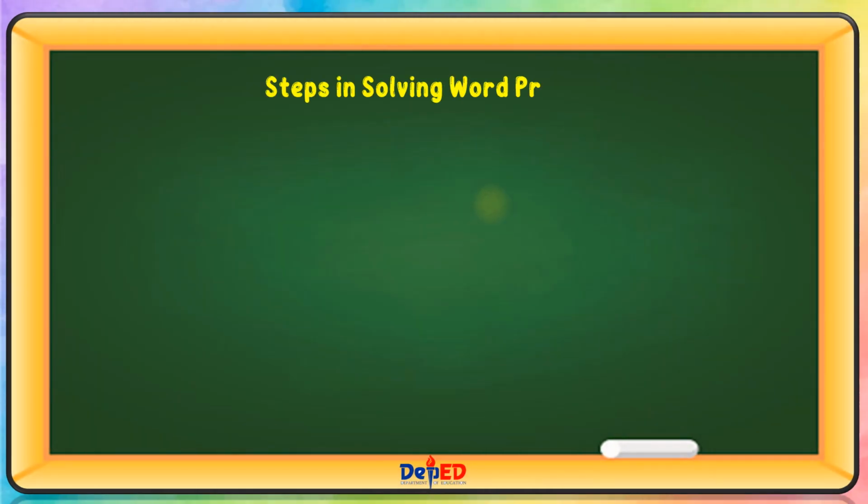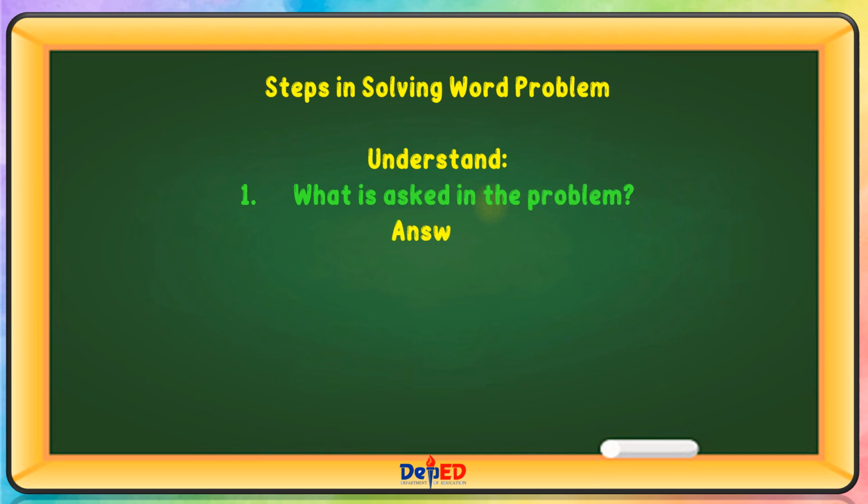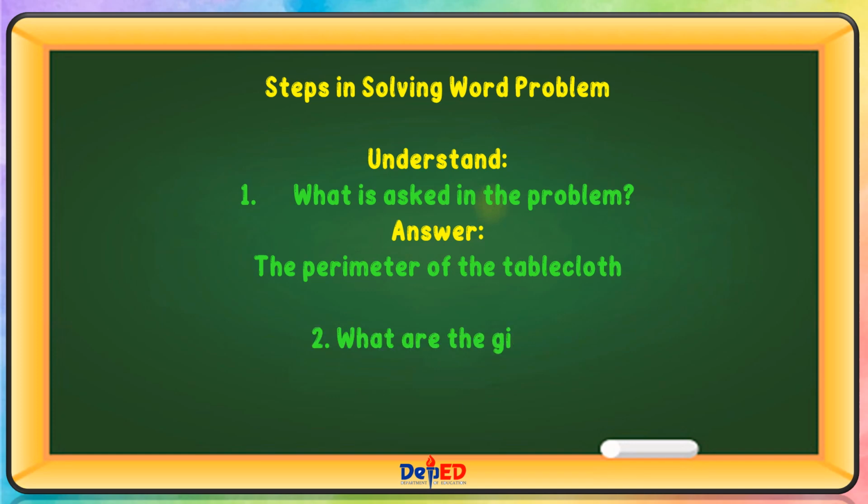Steps in solving word problem. First, understand what is asked in the problem. The perimeter of the tablecloth. What are the given? 95 cm is the length and 55 cm is the width.